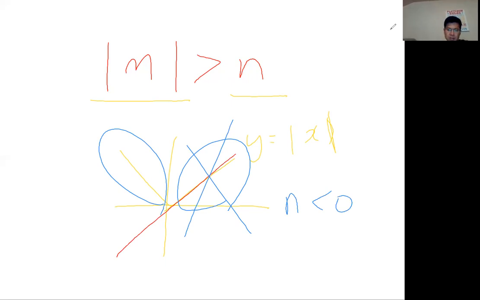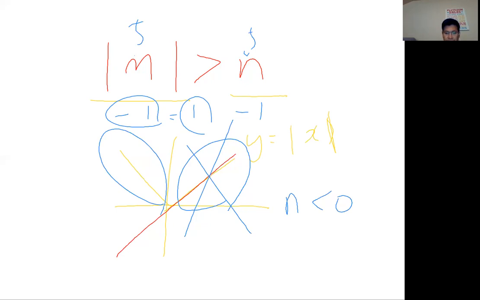If you have this type of question and you don't know how to do it with graphing, what I can recommend is you can plug in numbers. Let's say you put 5, 5, same, doesn't work. 0, 0 doesn't work. Minus 1, this minus 1 becomes 1. It works. Okay, so that's when n is less than 0.